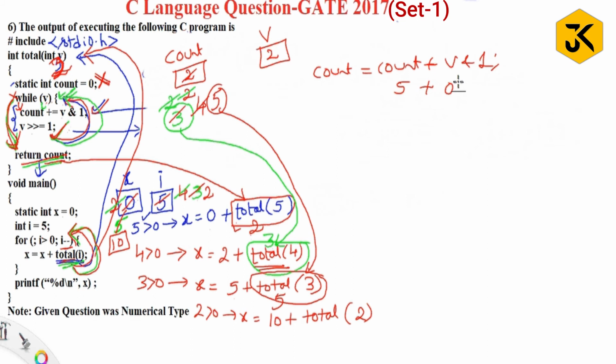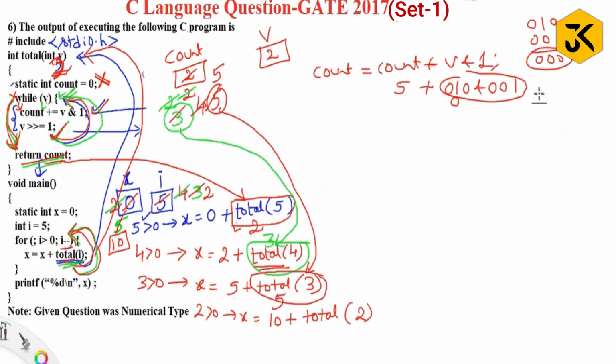2. The binary representation of 2 is 010, and the binary representation of 1 is 001. When we perform the 010 AND 001 operation, you will get 000. That means this entire statement is replaced with 0. 5 plus 0, so 5 will be stored in the count variable.